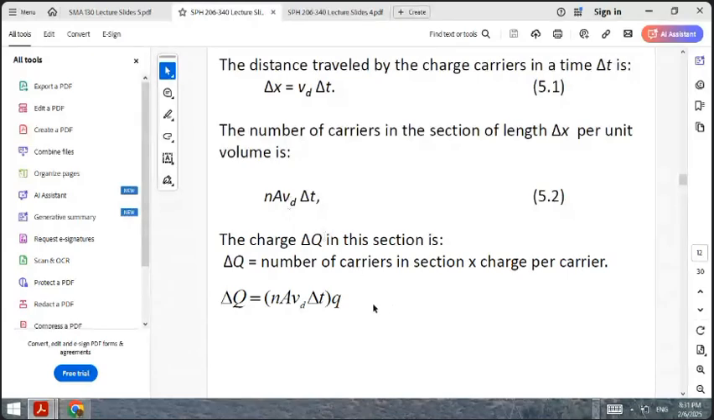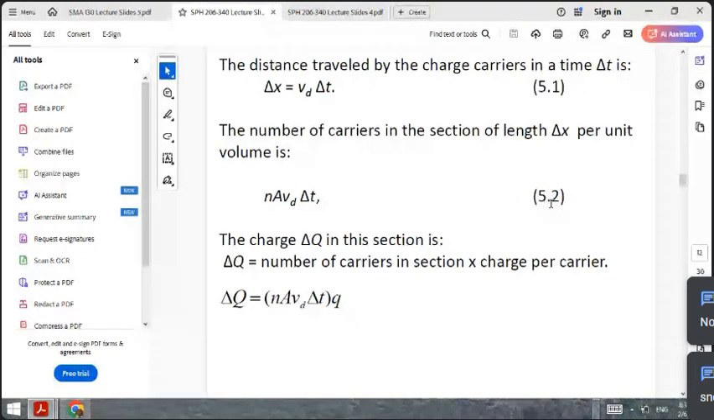So this equation 5.2 gives us the number of carriers. If we know the number of carriers in a unit volume and we know the volume, then we can get the number of carriers.